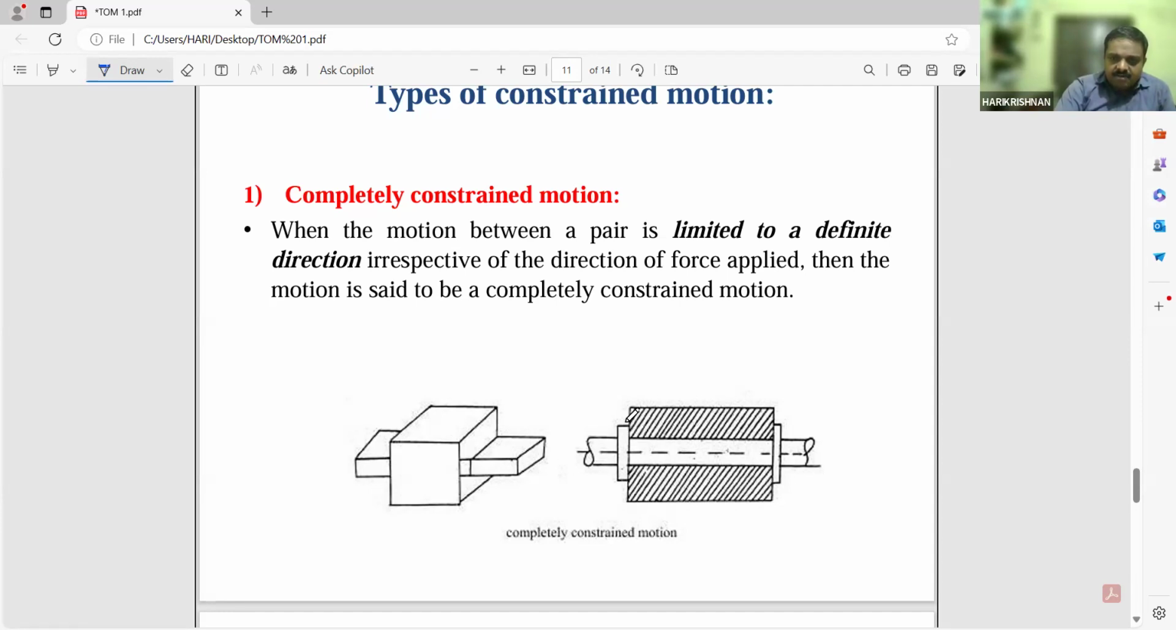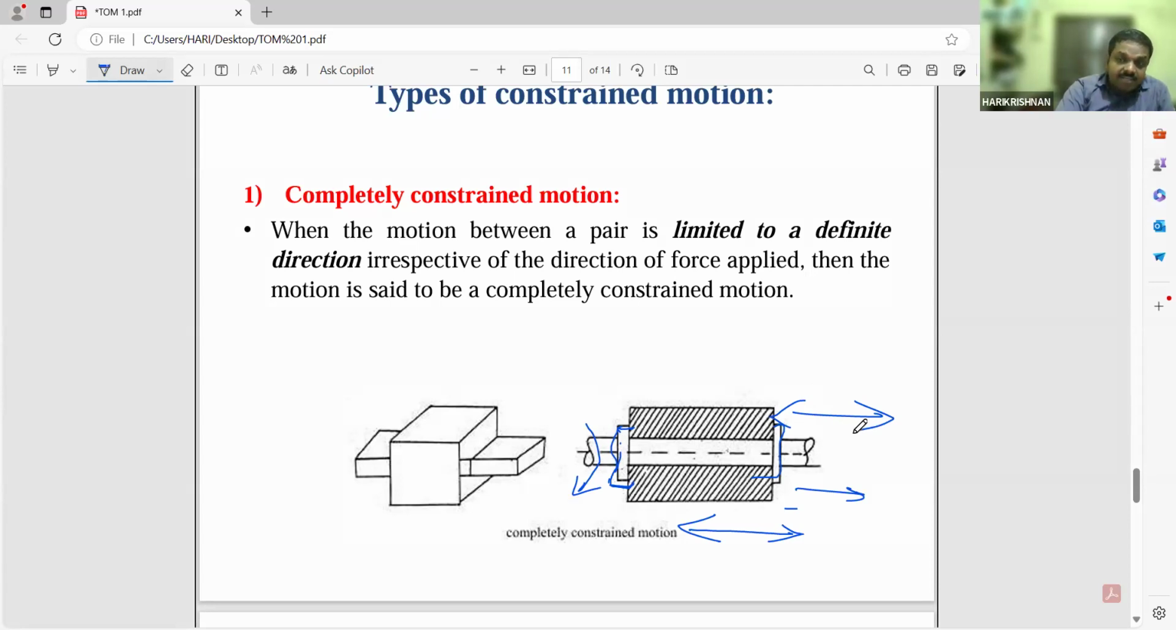Here, they have fixed the motion in the reciprocating direction only. Whatever be the force applied, it will not rotate. The rotation is locked by some mechanism, and the only specialty is that they will reciprocate. So this is an example of completely constrained motion.